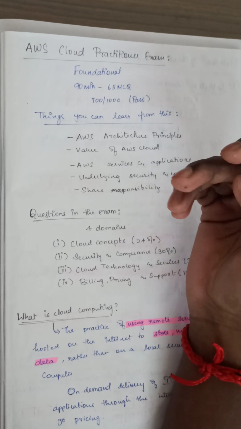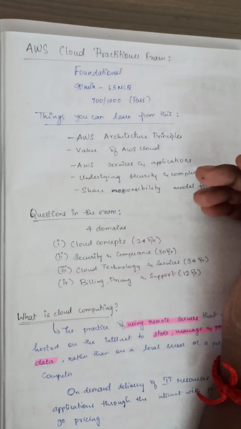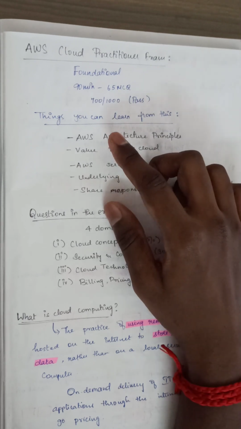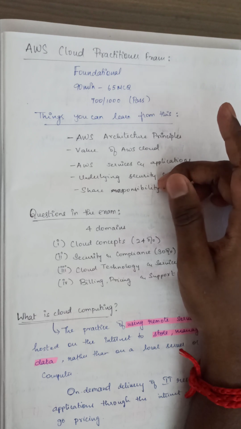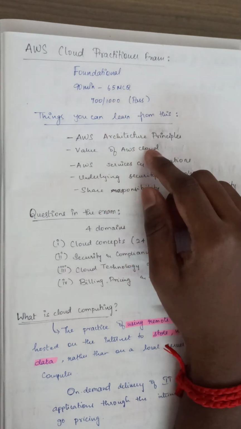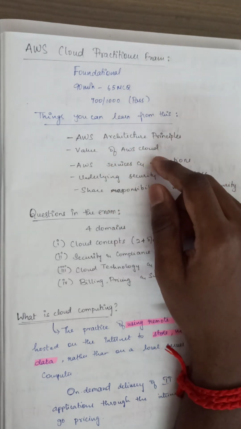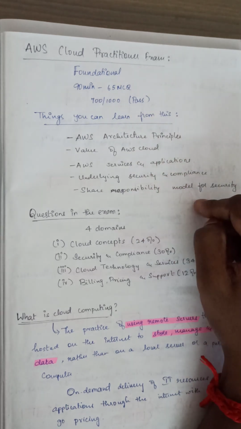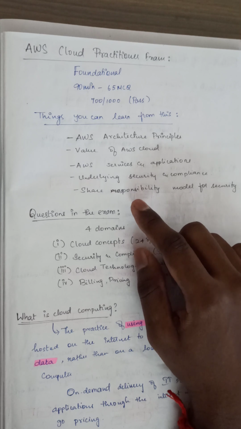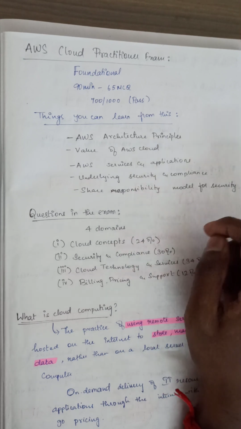And so for the exam, let's see what all there is to learn. The things you can learn from the AWS Cloud Practitioner exam are AWS architecture principles, the value of the AWS cloud, AWS services and applications, underlying security and compliance, and then the shared responsibility model for security.